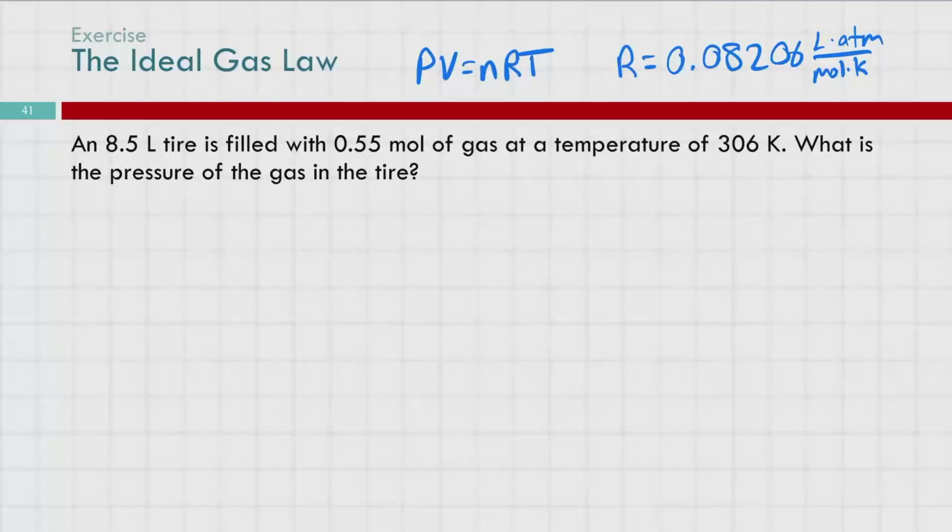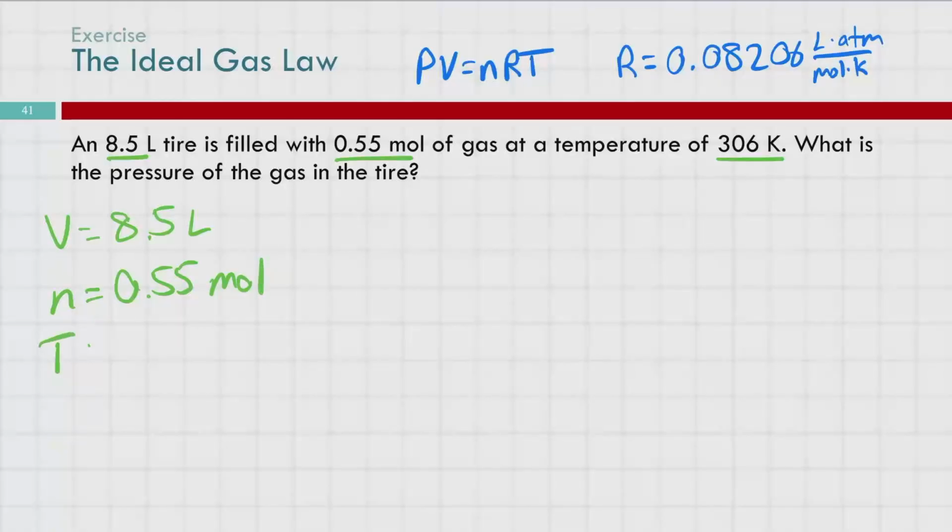So go ahead and solve for the pressure of the gas in our tire. Okay. We are given some numbers. We're given liters for the tire, we're given moles of the gas, and we're given temperature. So our volume is 8.5 liters. N is 0.55 moles. T is 306 Kelvin.